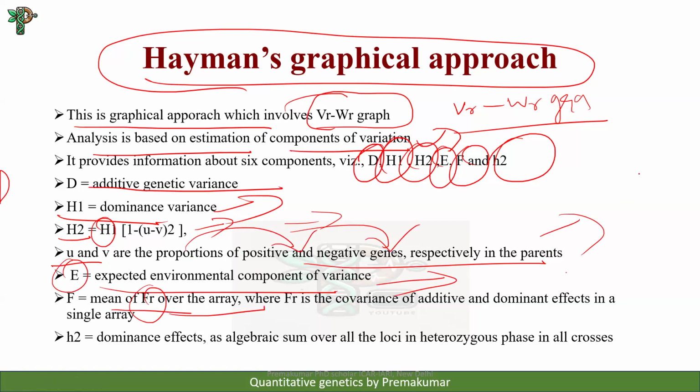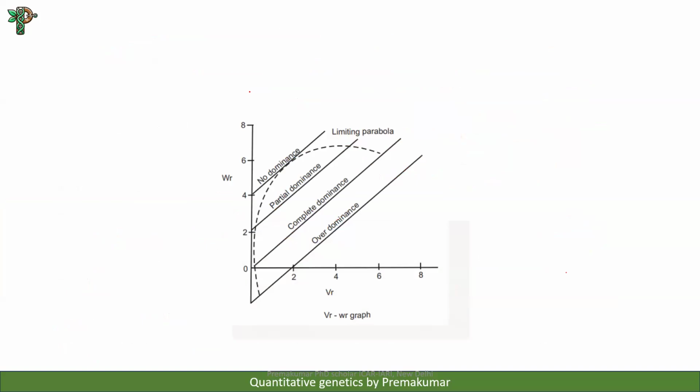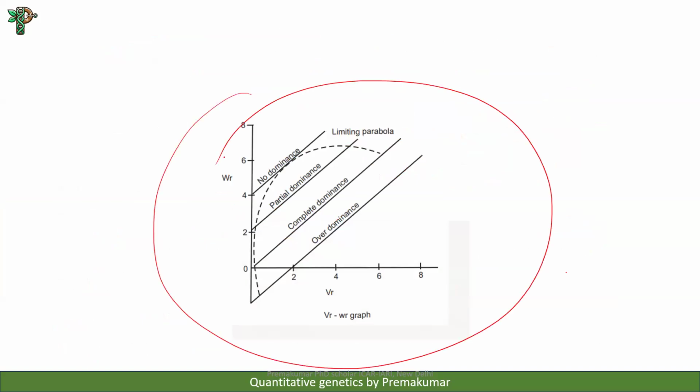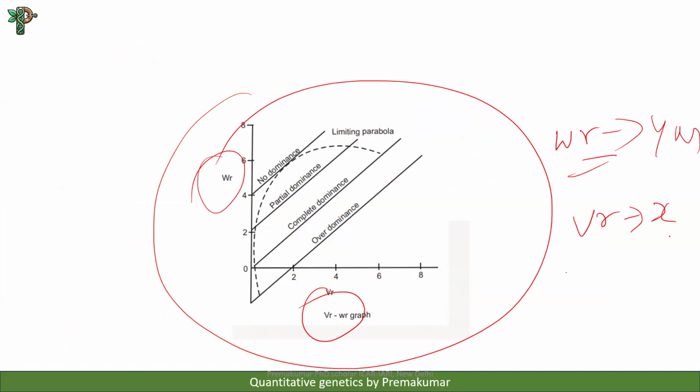I'm not going into detail because this is very difficult to understand. That's why I'm giving the basic fundamentals of every mating design, and in the exam this is what is going to be asked. S square is the dominance effect. Then how to visualize this: Wr is the covariance and Vr is the variance. Many times it is asked which axis Wr is placed on. Wr is placed on the Y axis and Vr is placed on the X axis. This is very, very important and is asked many times in the exam.